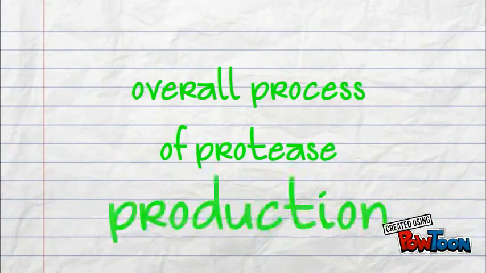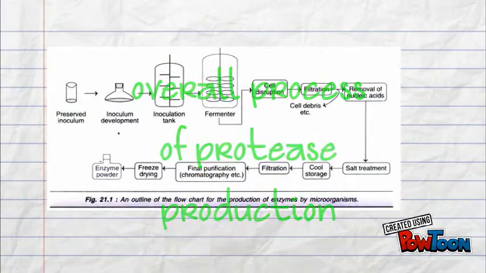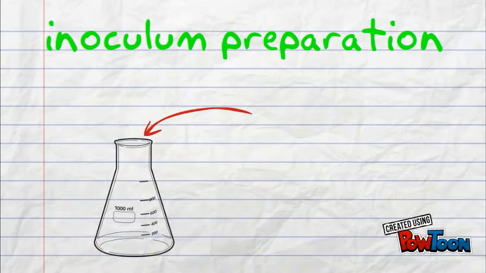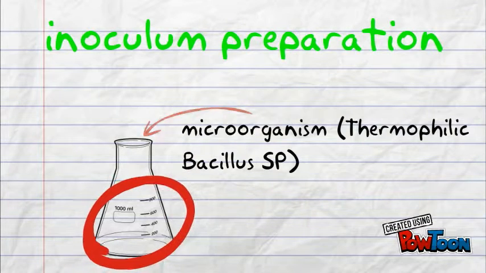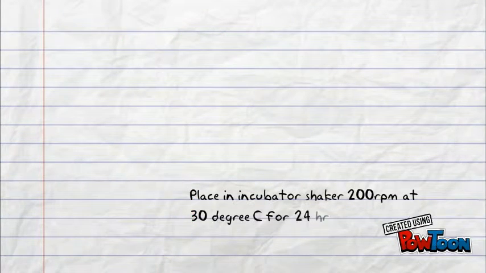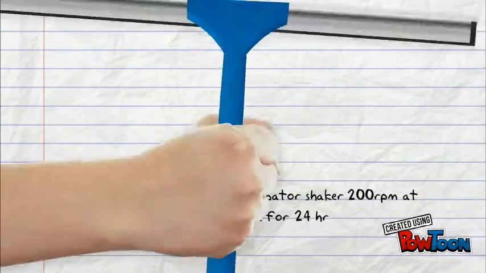Now is the overall process of microbial enzyme production, which is protease. For the upstream process, the process starts with inoculum preparation. Medium and microorganism are put into a conical flask. The conical flask is then placed into an incubator shaker at 200 rpm for 24 hours at 30 degrees Celsius.